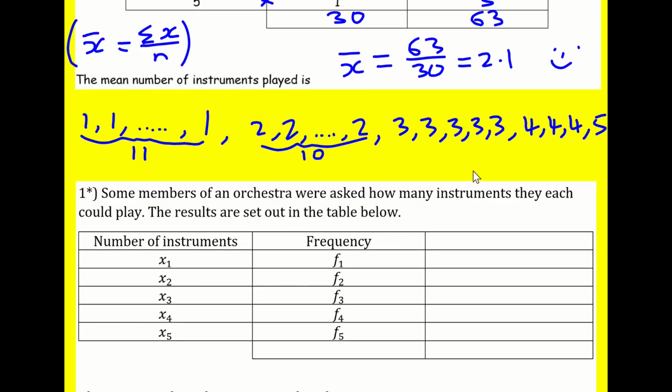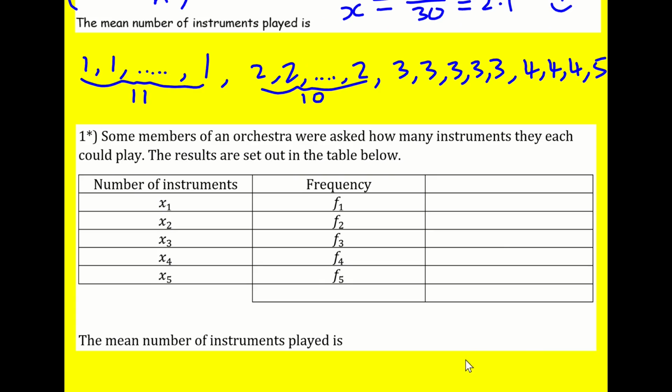Okay, we're going to generalize slightly. Check out this question. Suddenly, I've got the number of instruments is x1, x2, x3, x4, x5. I want you to pause the video and think, how could you work out the mean in terms of x and f? If you're not sure, watch on, but I want you to give this a go. Because it's going to work out in exactly the same way as before. I'm going to work out the frequency times the number of instruments in each case. So I'm going to get f1x1, f2x2, and so on.